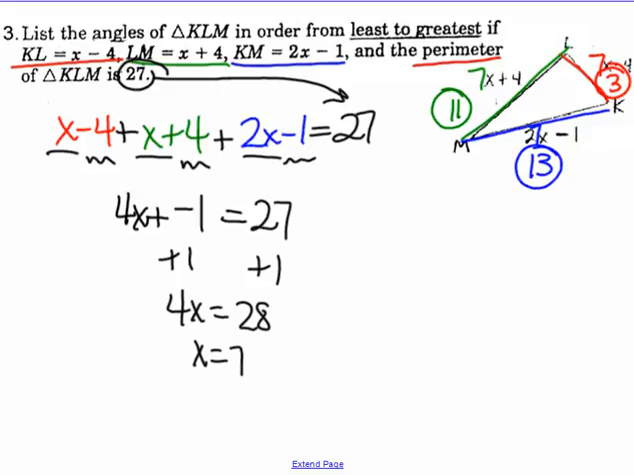Now, we can figure out the order of the angles. 13 is the largest one, so I'm going to say angle L is the largest because it's opposite the largest side. Then 11 is the next largest side, so I'm going to go to this angle over here, which will be angle K. And then angle M is across from the shortest side, which is this 3.